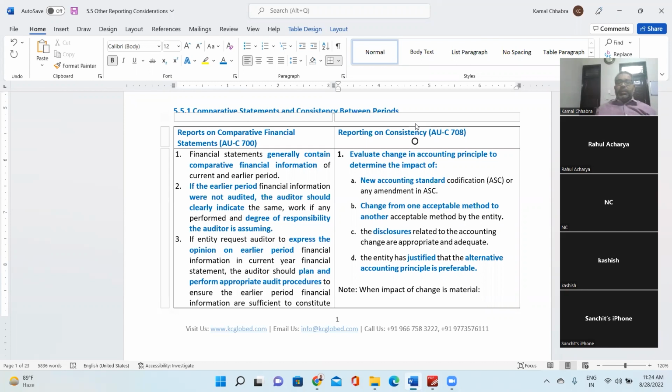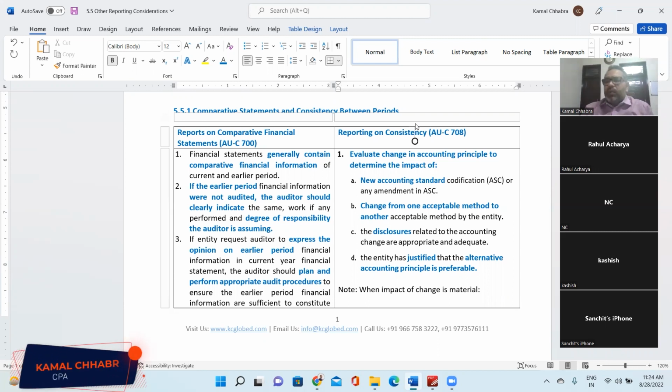First one is change. Evaluate the change in accounting principle to determine the impact. So for example, if a new accounting standard codification came in, at that point of time you need to ensure that as per the new ASC you have changed the current year number, but it requires you to change the previous year number as well to ensure the consistency of application of the accounting standard codification. Make sense?